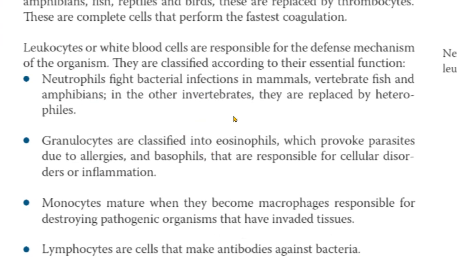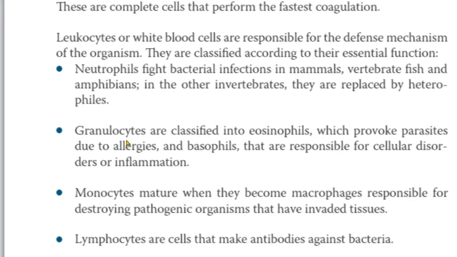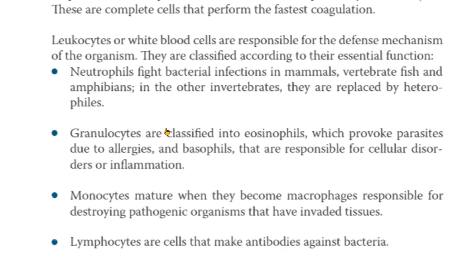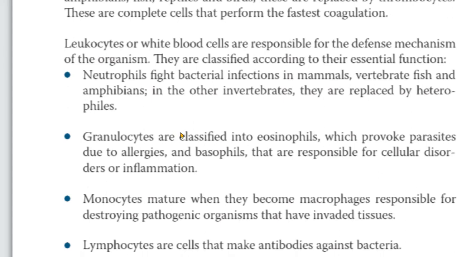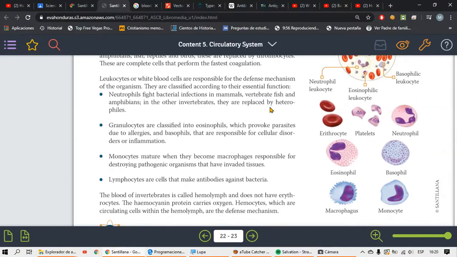Let's see. They are classified according to their essential function. We have basically neutrophils, granulocytes that are divided into eosinophils and basophils. Then we have the monocytes that then become macrophages, and the lymphocytes that are called antibodies. Now, let's speak about each one of them and let's see pictures because I know that this will help you a lot. Okay, so let's check some pictures.